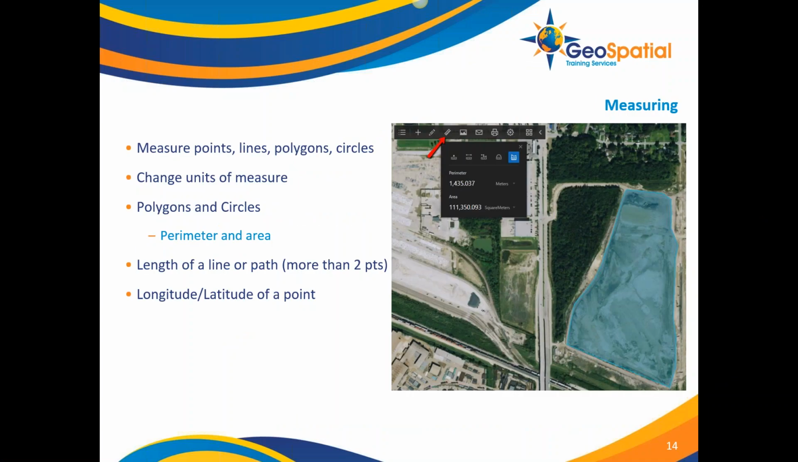We can also measure features. You can use the measure tool, and this allows you to measure points, lines, polygons, and circles. You can also change the units of measure. You're going to get a default unit of measurement, but you can certainly change that as well. We can measure polygons and circles, and that'll give us the perimeter and the area. We can also measure the length of a line or a path. For the point measurement, what you're getting is the longitude and latitude of a point.